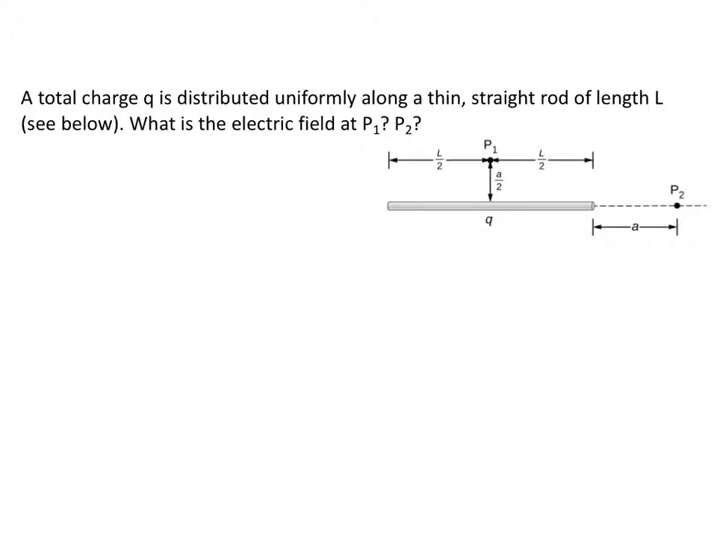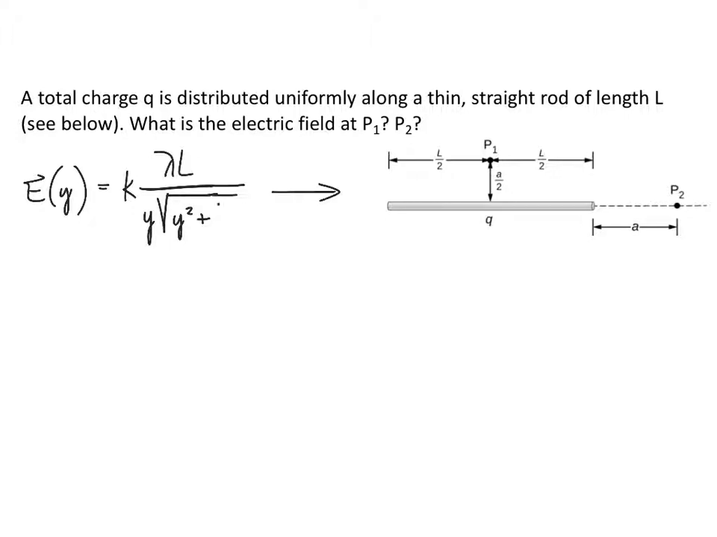Okay. So I'm going to point out to you, instead of deriving this fully, that for this situation the electric field in the y direction is going to be equal to this. It's going to be K times lambda L over y times the square root of y squared plus L squared over 4. So in this one, I'm just giving away the formula.